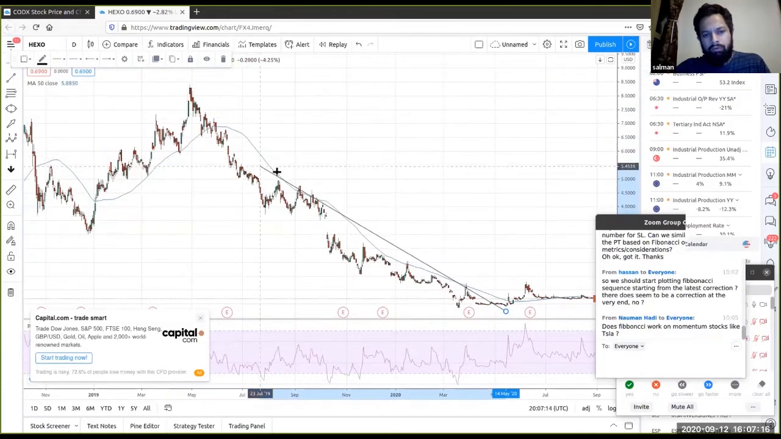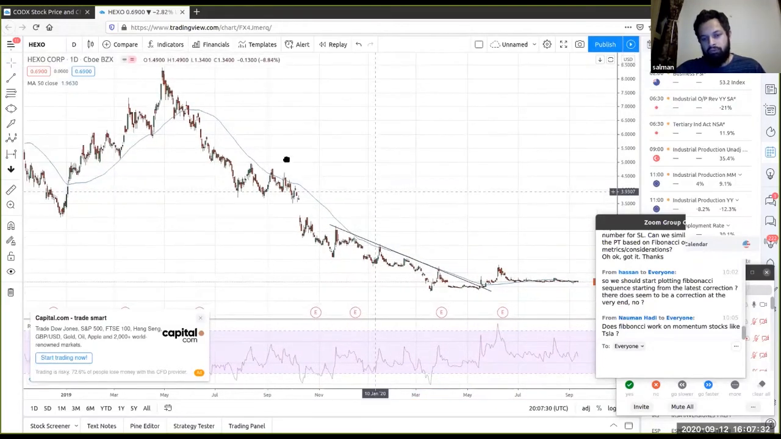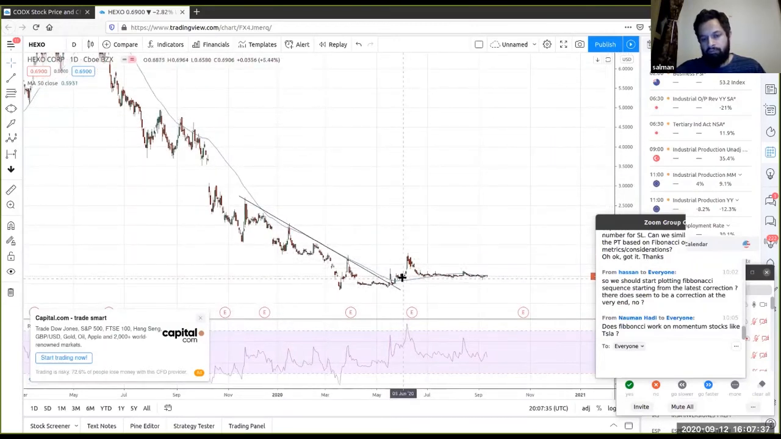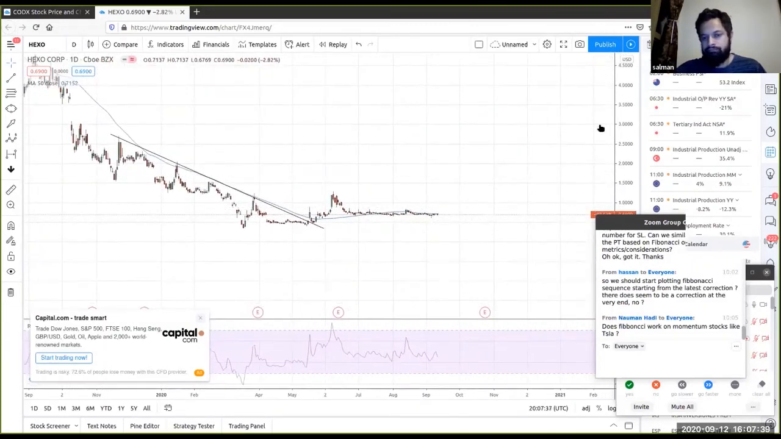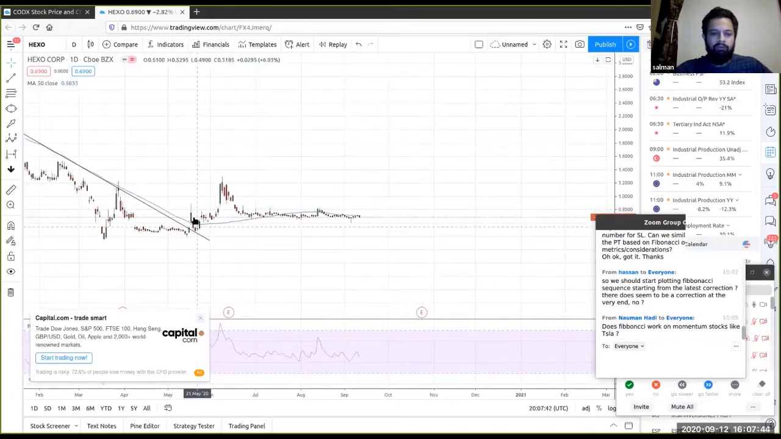Or you can plot it from anywhere. But the question was, when this breaks, you can plot it anywhere you want. That's no problem. It doesn't matter. But it was making new lows all the time. And this was the time when it starts. This was the first time, and you zoom in on this one. This was the first time it breaks, and it was a good break, and it goes back to this trend line. So this seems a valid trend line.